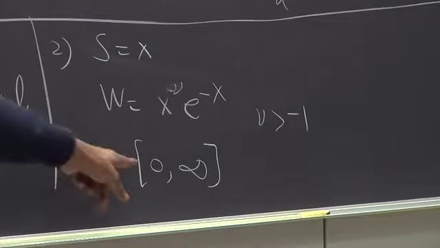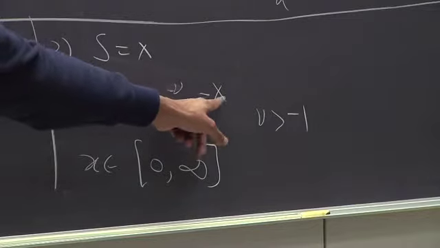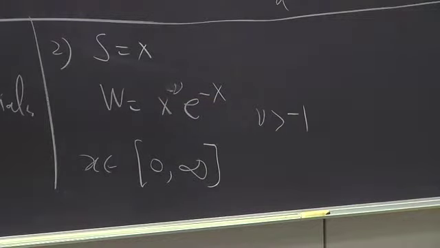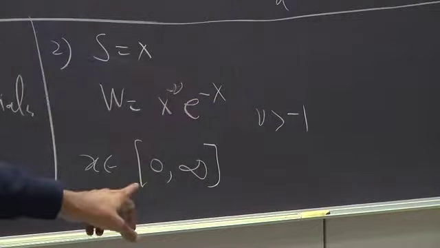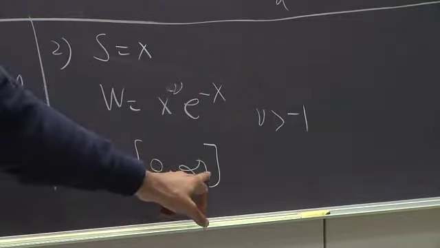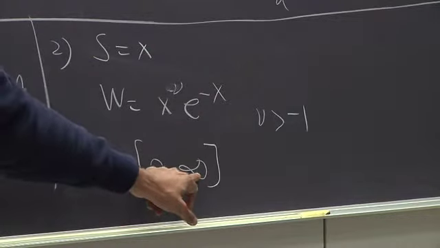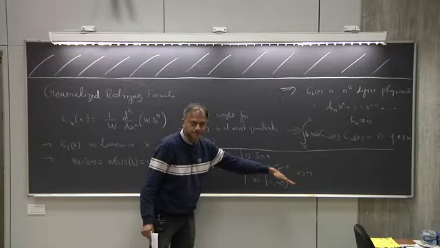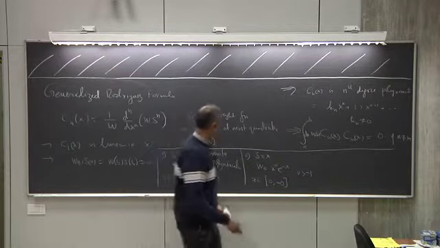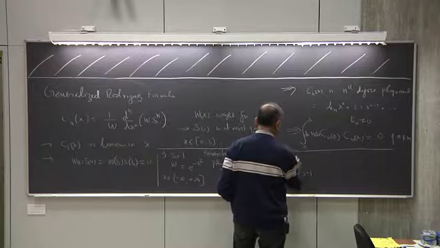You see, it cannot be minus infinity because for negative x, this will exponentially grow, right? So that cannot be minus infinity. It starts from 0 to infinity. Positive infinity is okay because this is exponentially damped. Okay. And these were the Laguerre polynomials.